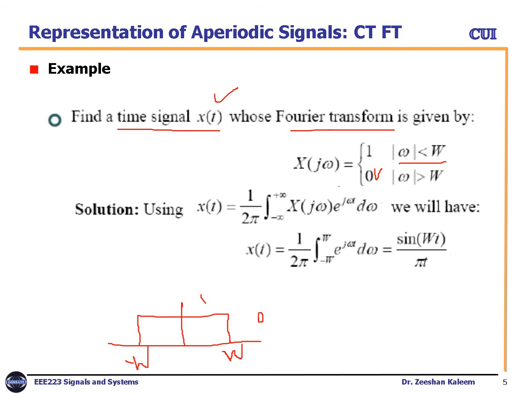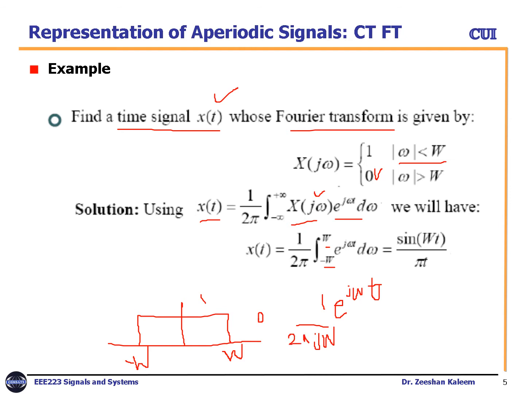Now to find the inverse Fourier transform, x(t) equals 1 over 2π times the integral of X(jω) e^(jωt) dω. By putting in the values of X(jω), which is 1 from minus W to W, just putting in that limit and putting 1 instead of X(jω), with e^(jωt) dω. After taking the integral, you get e^(jωt) over jt, right? And the 1 over 2π is already there.